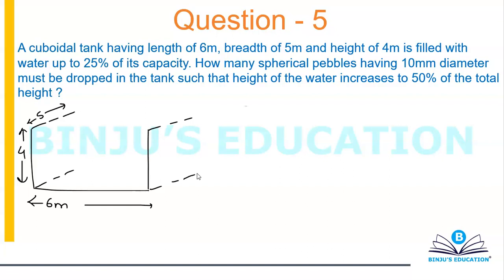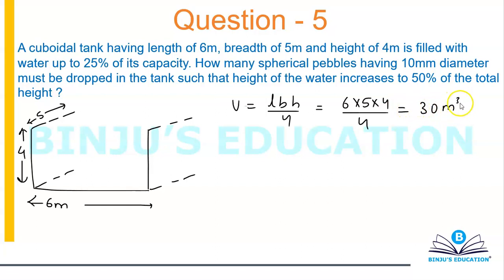So it's going to be filled up to, because we know that the volume of this is going to be L into B into H. It's a cuboidal tank, so it's going to be LBH divided by 4. So that is 6 into 5 into 4 divided by 4, which is equal to 30 meter cube.